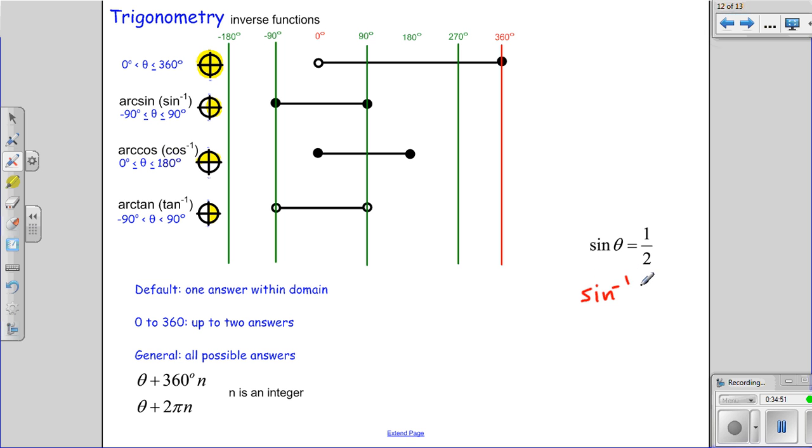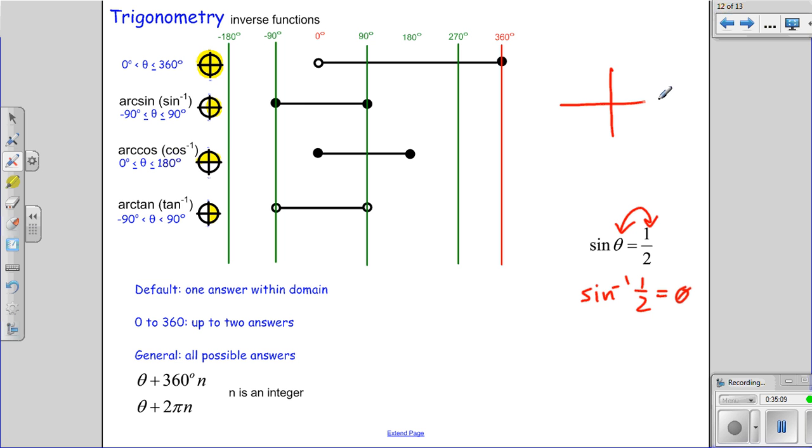So I do sine inverse of 1/2 equals theta. So now that theta is by itself, and I did it by doing an inverse function where you switch the input and output, I could plug this into a calculator or use my unit circle knowledge and say, where do I have sine equal to 1/2?